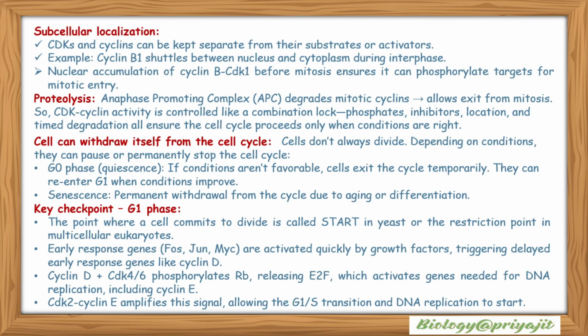Key checkpoint in G1 phase: the point where a cell commits to divide is called Start in yeast, or the restriction point in multicellular eukaryotes. Early response genes like FOS, JUN and MYC are activated quickly by growth factors, triggering delayed early response genes like cyclin D. Cyclin D-CDK4/6 phosphorylates the RB protein, which releases the transcription factor E2F and ultimately activates genes needed for DNA replication, including cyclin E synthesis. CDK2-cyclin E amplifies this signal, allowing the G1/S transition and DNA replication to initiate.